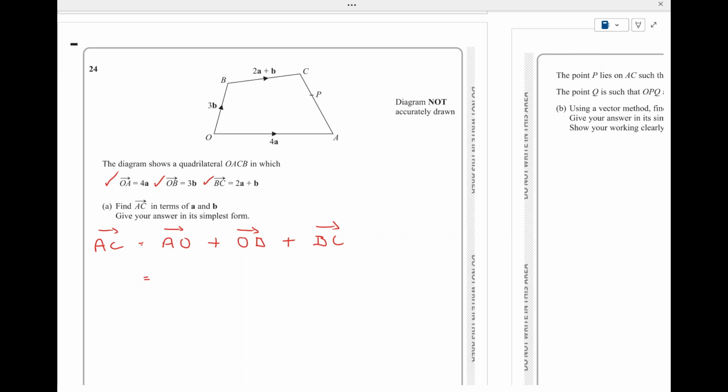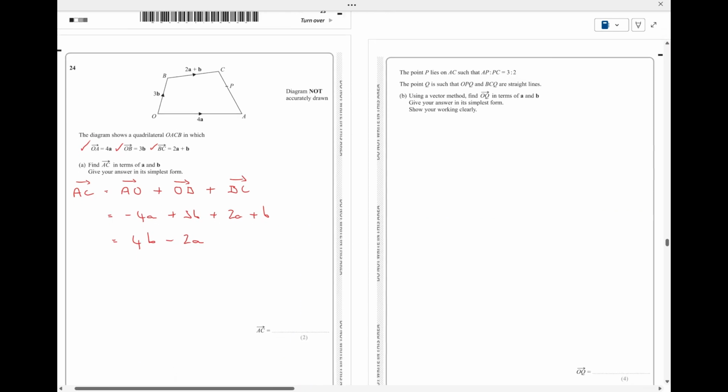So from A to O, now that's from here to here, right? That's minus 4A. Then from O up to B, that's plus 3B. And then from B to C, that's 2A plus B. So there's the whole journey. So I'm going to simplify that to give me 4B minus 2A. And that is part A done.